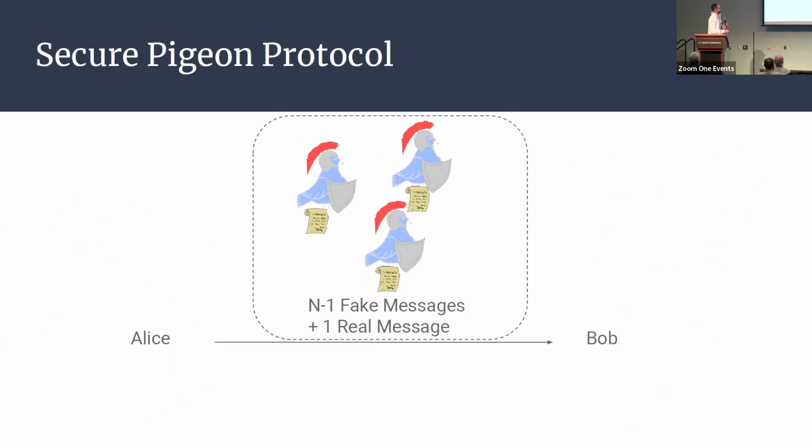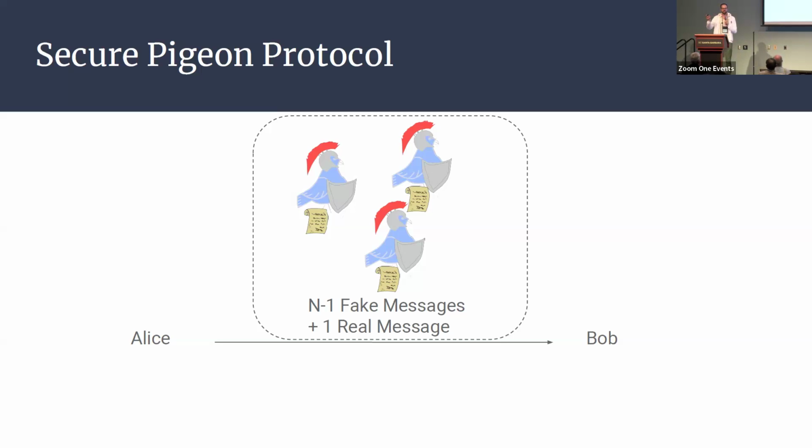So first thing we need is a protocol. We're going to go back to the pigeons. So Alice wants to send a message to Bob. And what she does is she takes n many pigeons, sends n-1 pigeons with fake message to Bob, and one of the pigeons will have the real message.